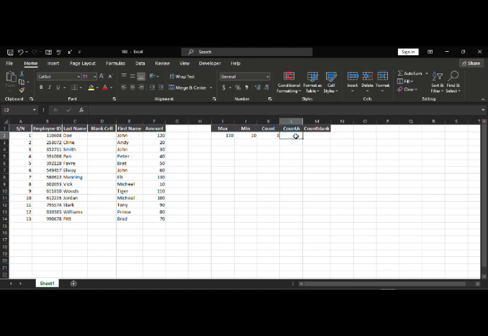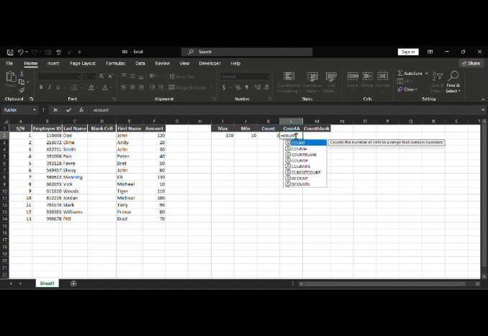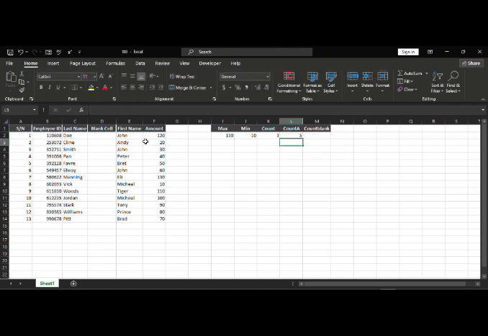COUNTA is used to count cells that have data inside of them. It ignores blank cells. So how many cells do we have that contain data? 1, 2, 3, 4, 5.